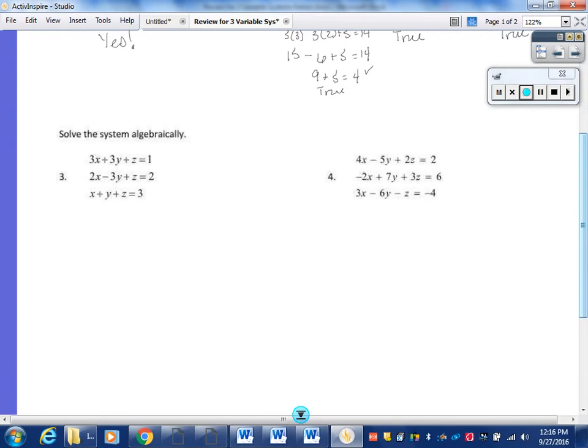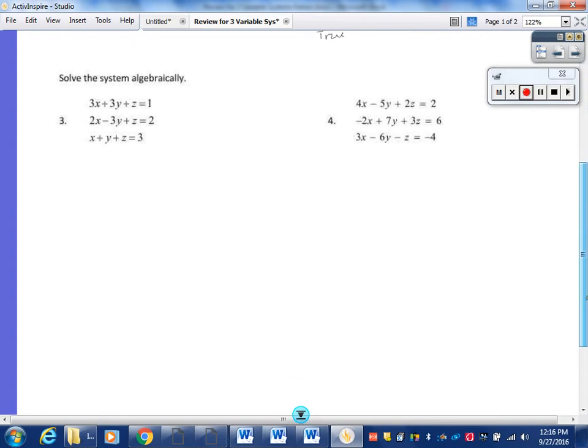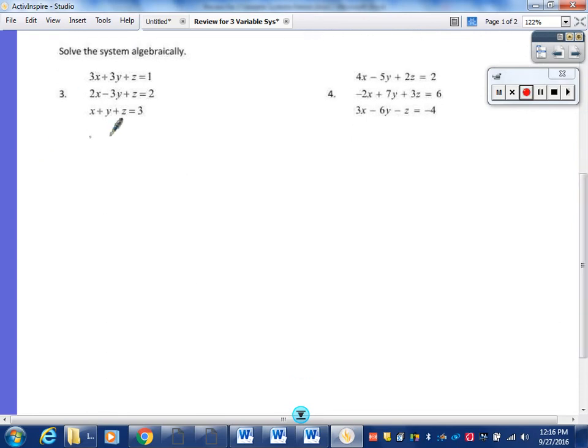All right, we're going to solve these two systems of equations algebraically, and that just means using algebra, not the calculator, and not guess and check. I'm going to use elimination, and I'm going to use these two equations. I'm going to eliminate z. So I'm going to rewrite them. 3x plus 3y plus z is equal to 1. 2x minus 3y plus z is equal to 2.